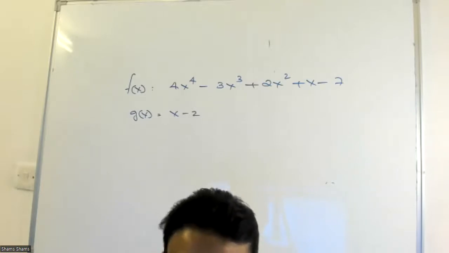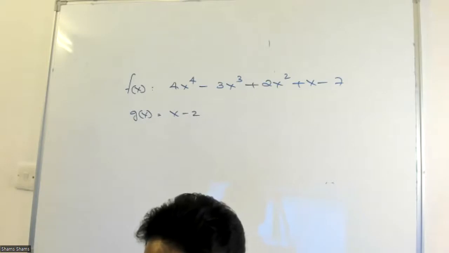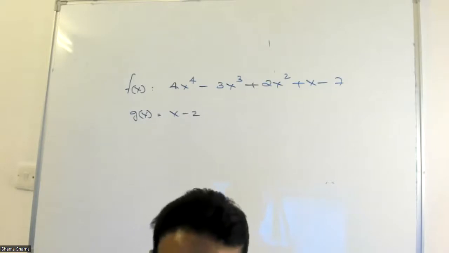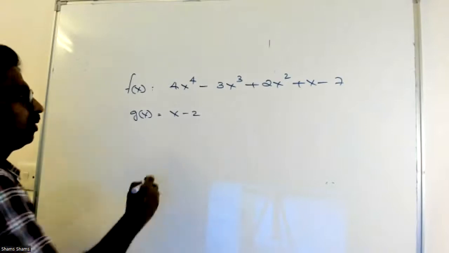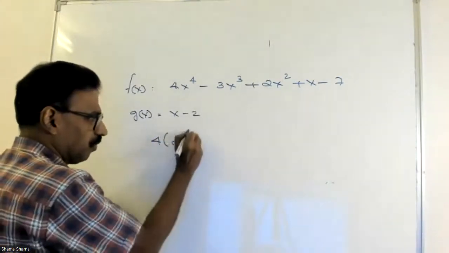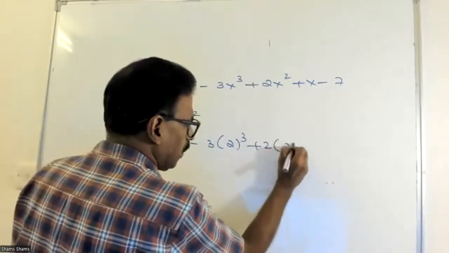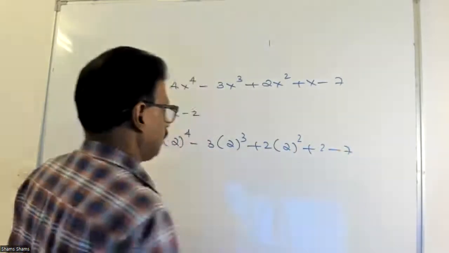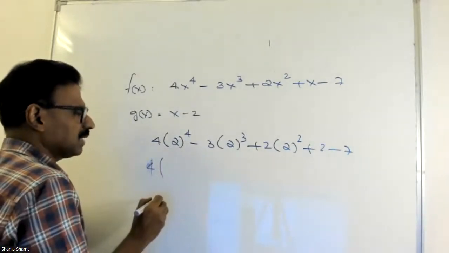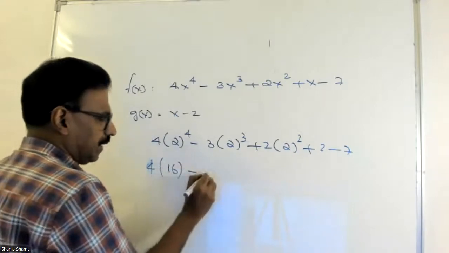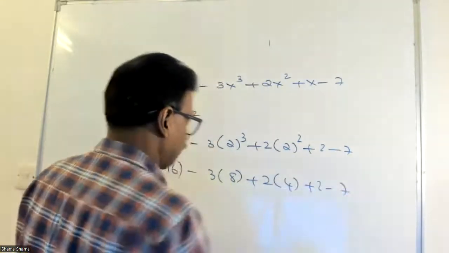Okay. Hey, remaining guys. What is the problem in this question? What are you going to substitute? x equal to what? 2. 4 into 2 raised to 4, minus 3 into 2 cubed, plus 2 into 2 square, plus 2, minus 7. 4 into 2 raised to 4 is 16. Minus 3 into 8. Plus 2 into 4, plus 2, minus 7.